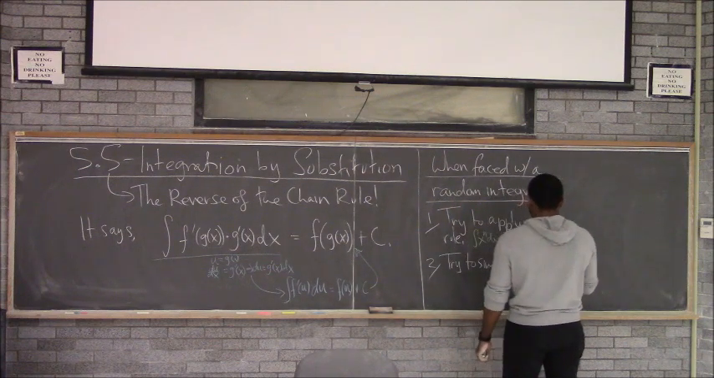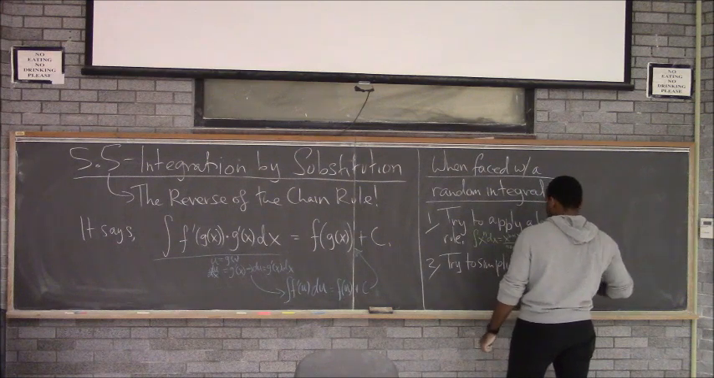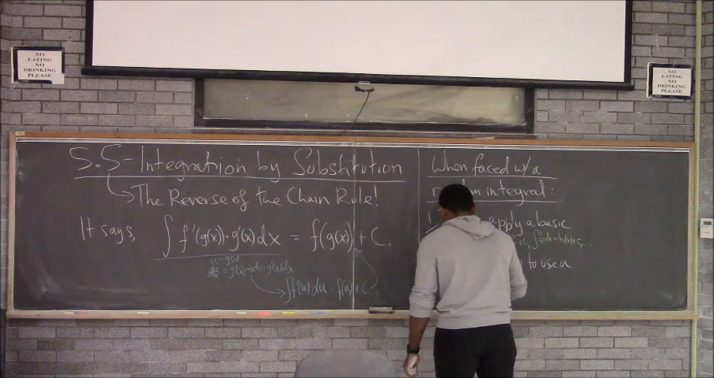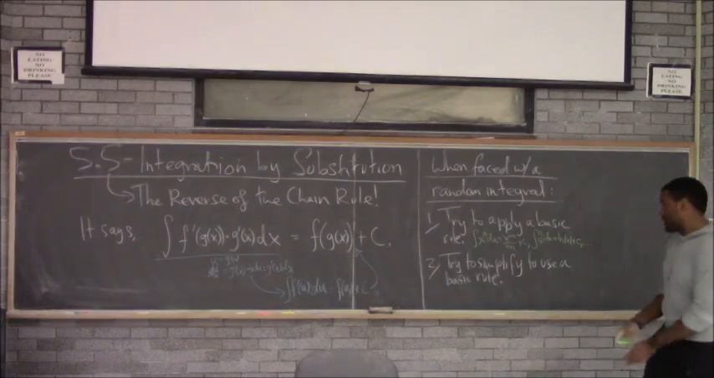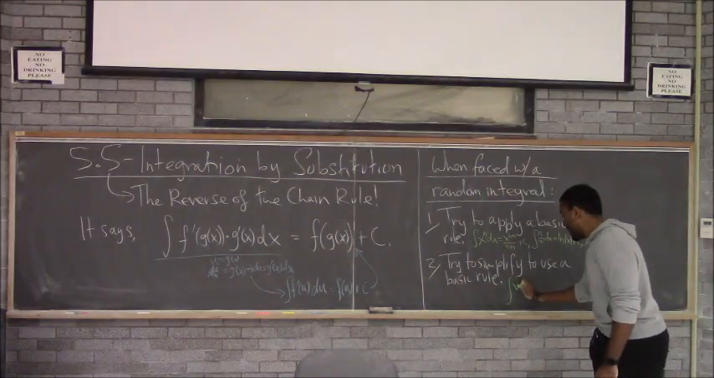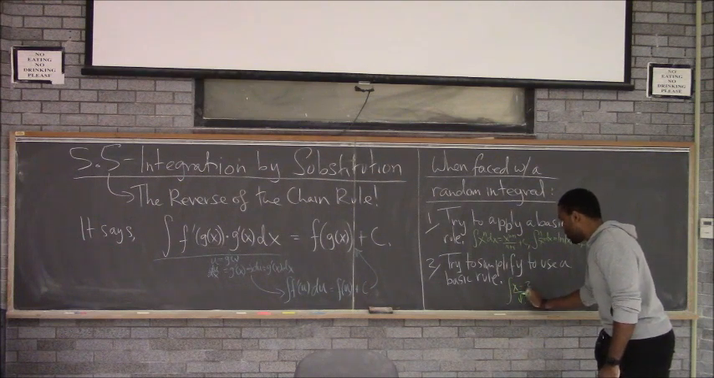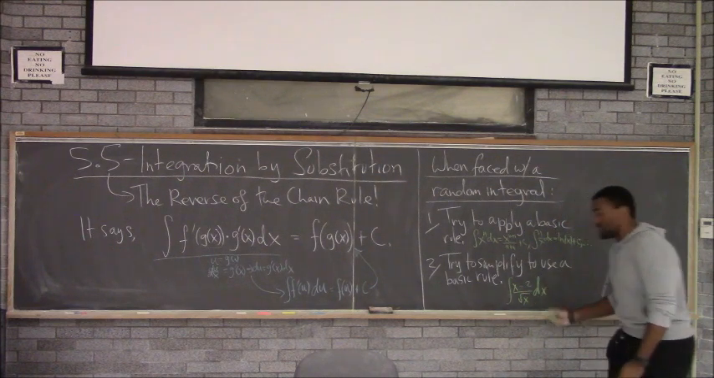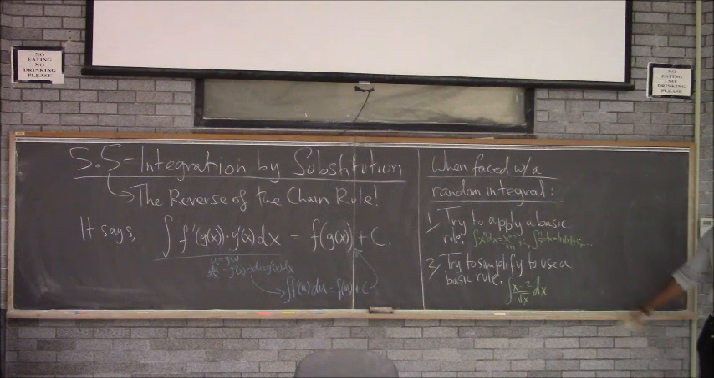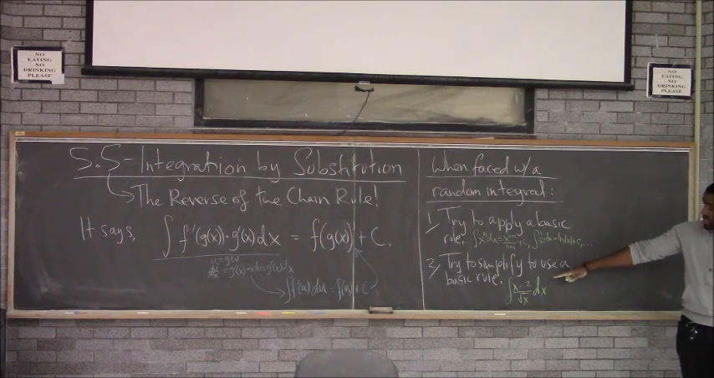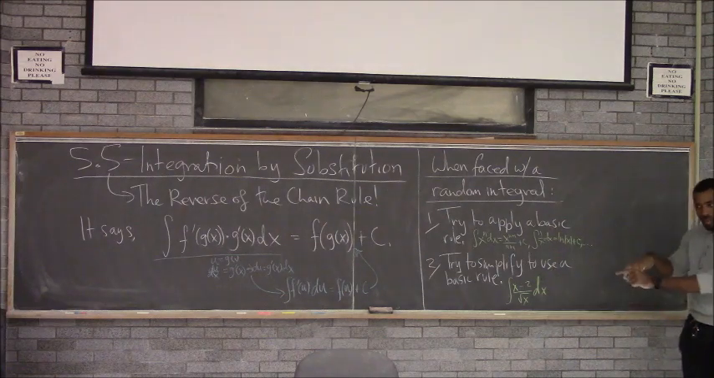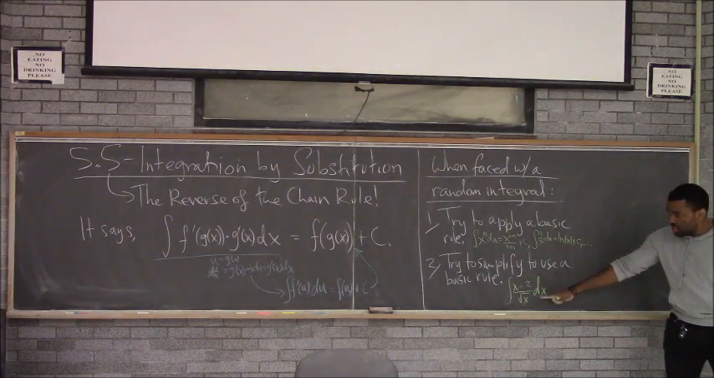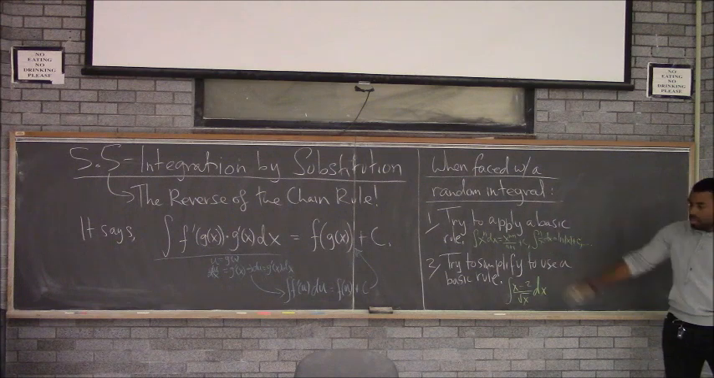Try to simplify to use a basic rule. We saw examples like that. An example like x minus 2 all over radical x is such an example, right? Now that by itself does not look like a basic rule, but I could divide the radical x into each part, separate them, and then each individual would look like that rule, right?